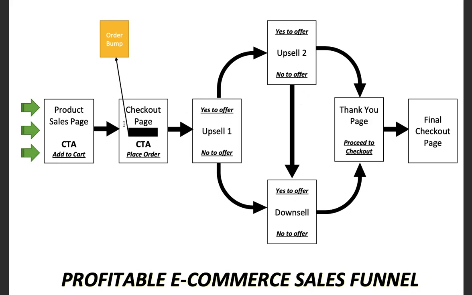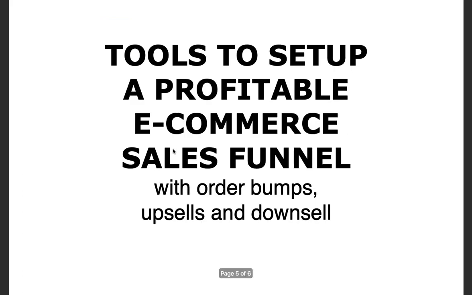You understand? So the arrow either goes like this. If they say no in this particular place, it brings them here. If they say either yes or no here, it takes them here before they finally check out. So where I stopped in the first video, I said I was going to show us the tools to come up with this kind of funnel. And that is exactly what I'll be showing you guys now. So, tools to set up a profitable e-commerce sales funnel with order bumps, upsells and downsells.